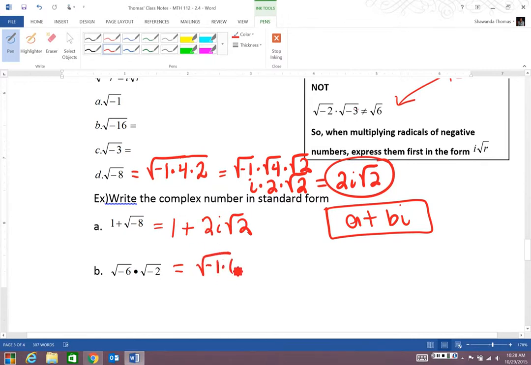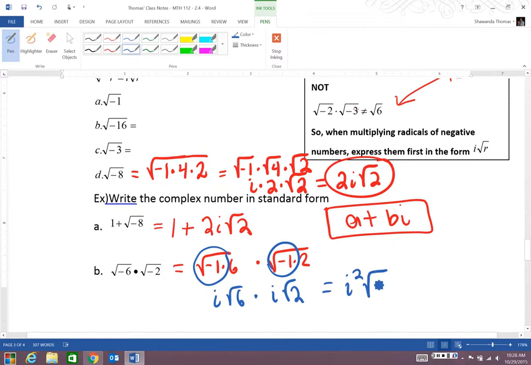Negative 1 times square root of 6 times negative 1 times square root of 2. So square root of negative 1 is i, so i square root of 6. Square root of negative 1 again, i square root of 2. So we have i squared square root of 12. Now notice, this is an interesting problem because although 6 and 2 were not perfect squares and did not contain perfect squares, when we multiplied 6 and 2 together, it became a product that contained a perfect square factor.